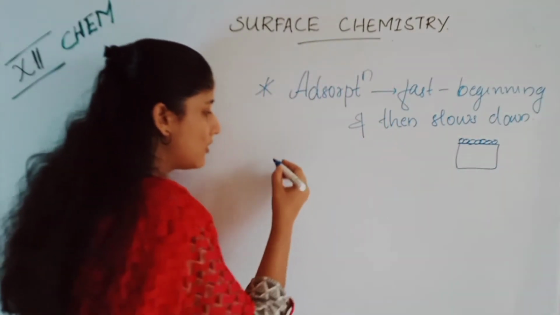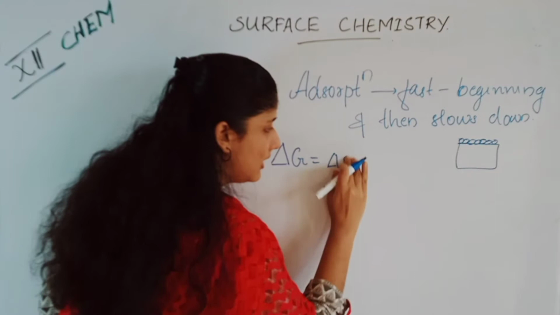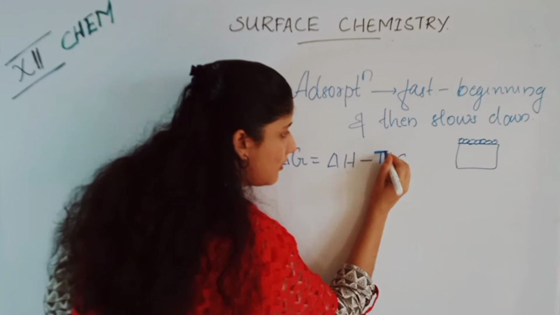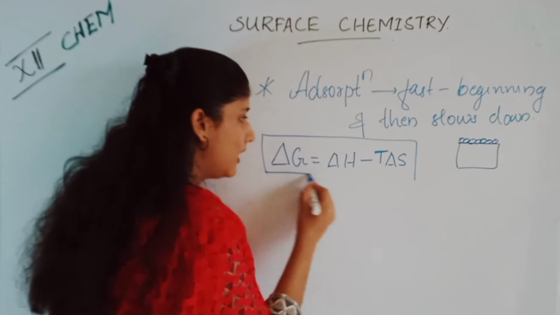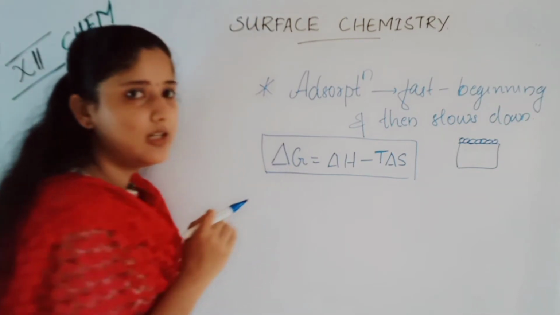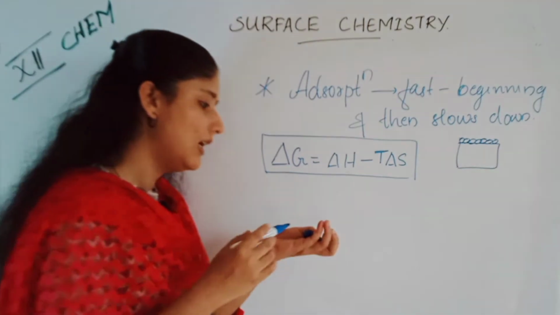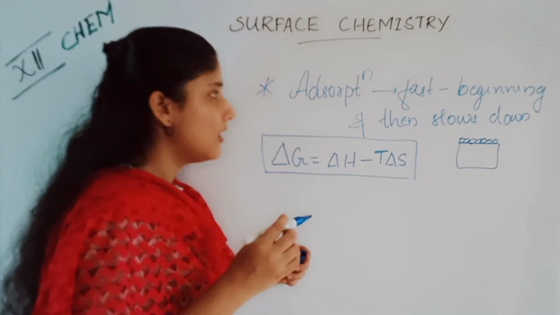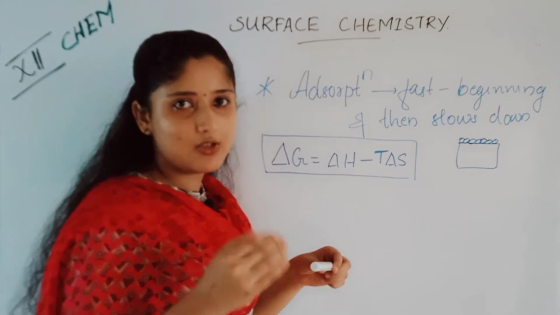So we know the equation delta G is equal to delta H minus T delta S. This you studied in thermodynamics, or you will study in thermodynamics. This is the Gibbs free energy equation for determining the spontaneity of a reaction. Delta G is equal to delta H minus T delta S. Delta G gives free energy, delta H is enthalpy, T is the temperature, and delta S is the entropy.